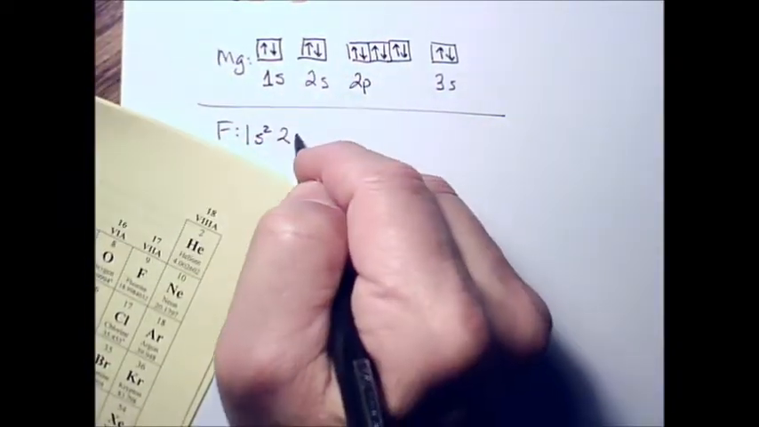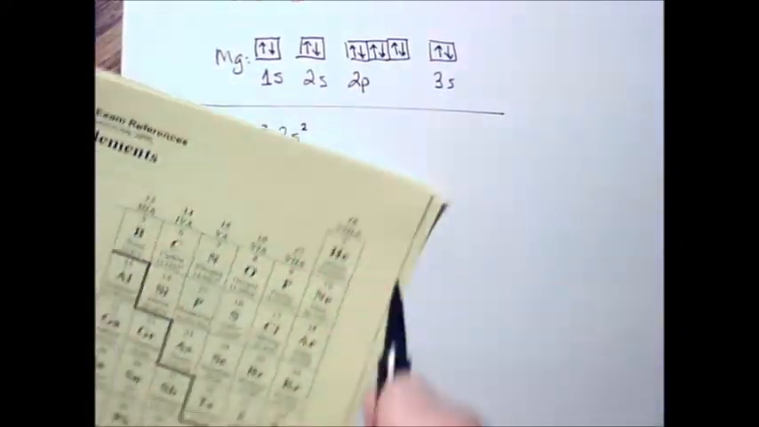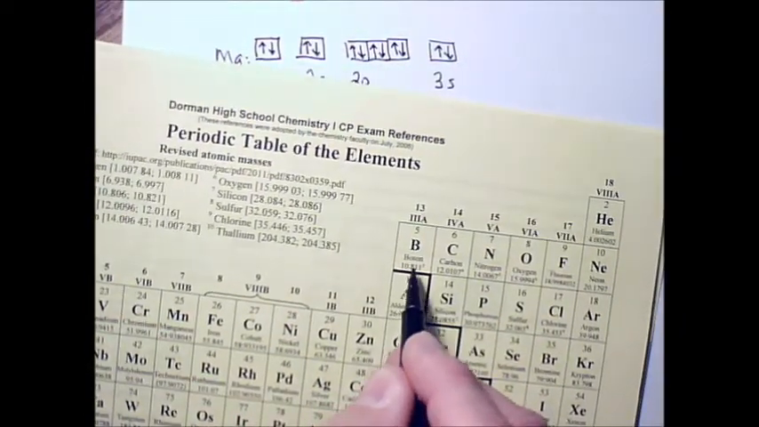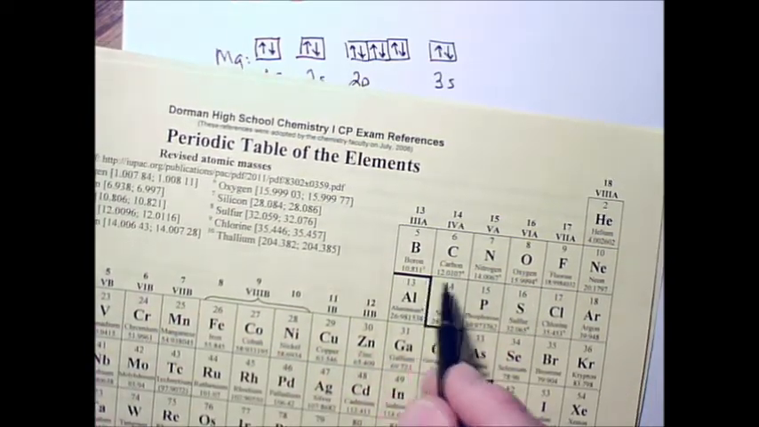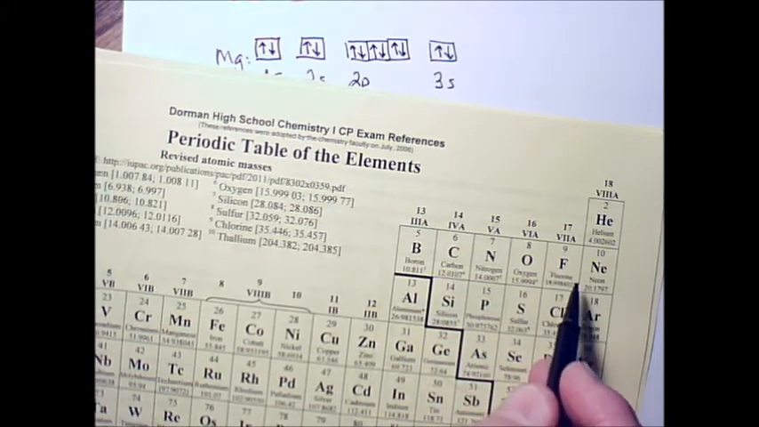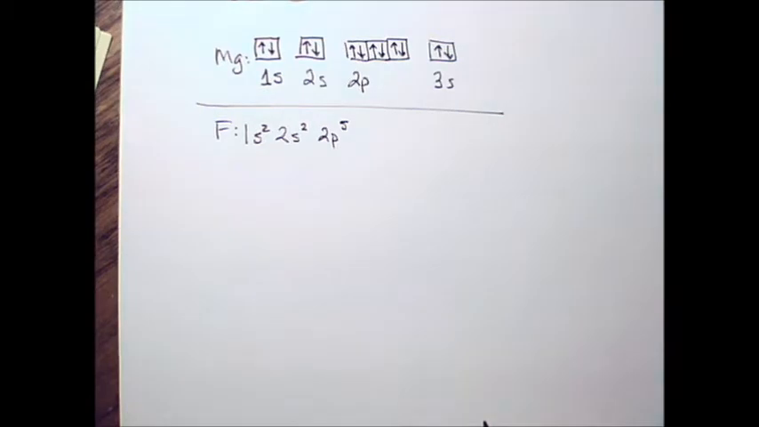That's 2s. And then we're going to have 2 electrons here and here. So that's 2 electrons up here. And then we get over here, 1, 2, 3, 4, 5. This is the second row. That's 2. P sublevel, that's P. And 5 electrons. So 2p5.